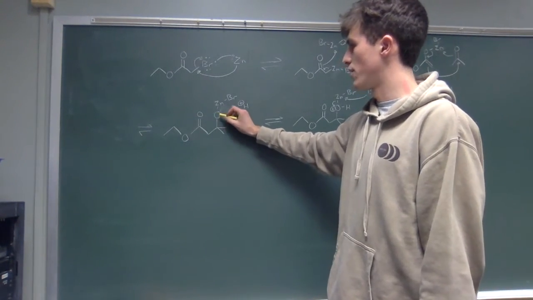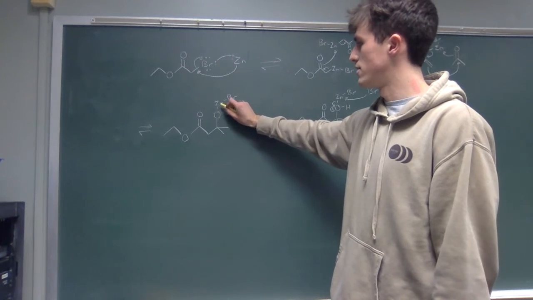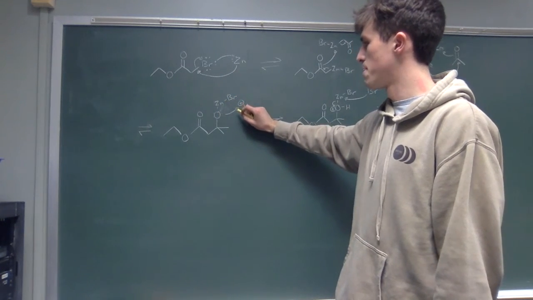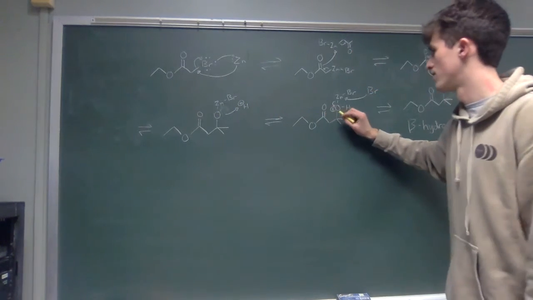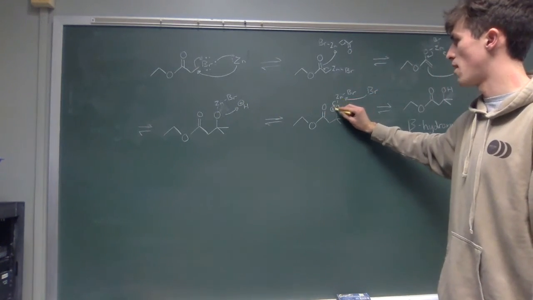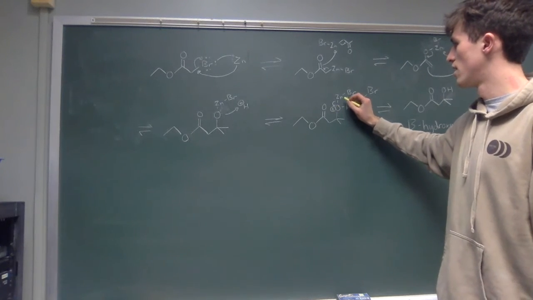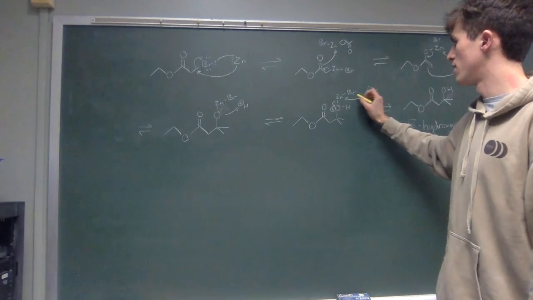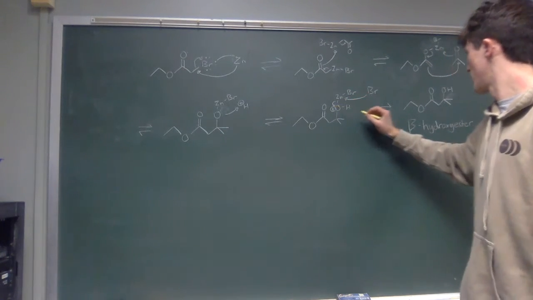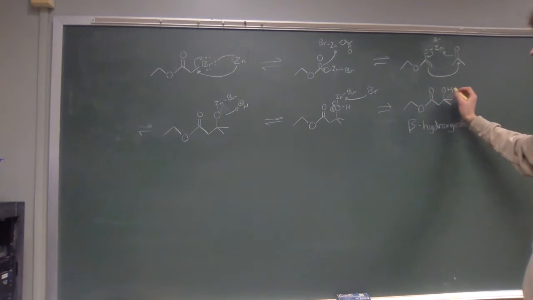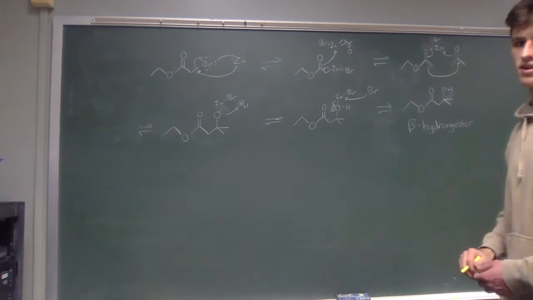Then here we're left with our oxygen still bound to the zinc and bromine, and our oxygen will attack a hydrogen. In order to neutralize the positive charge on our oxygen, the bromine will take away zinc and we'll ultimately get our beta hydroxy ester.